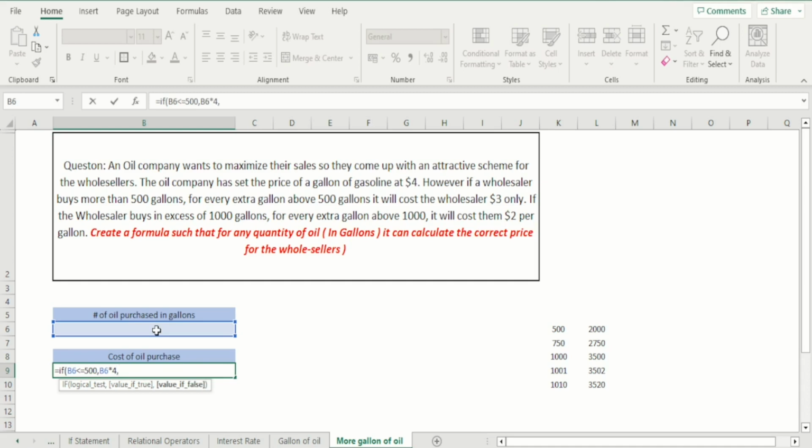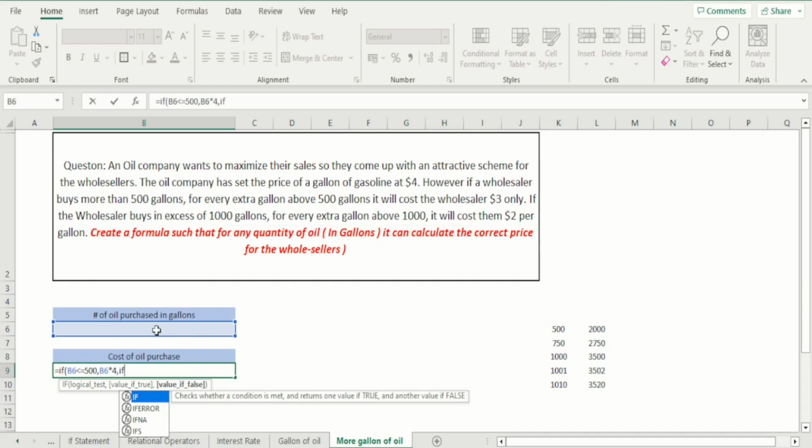However, if it is not less than or equal to 500, let's say it's higher than 500. Now, remember that here we have two splits. So we have to consider the range from 500 to 1,000, but then we need to have a different formulation above 1,000. And this is where nested if will be a very important principle.